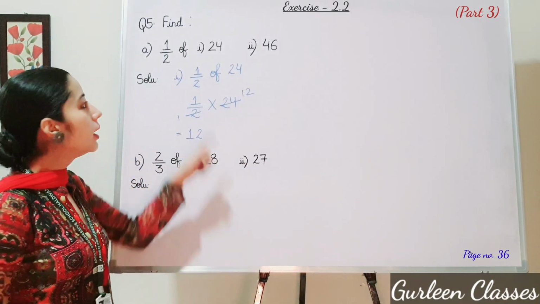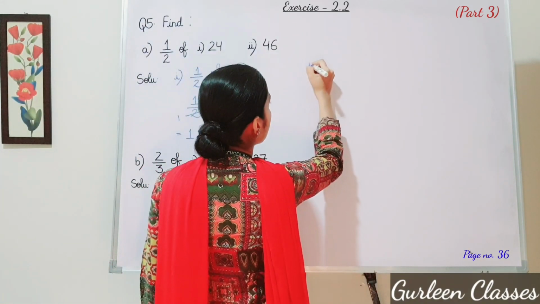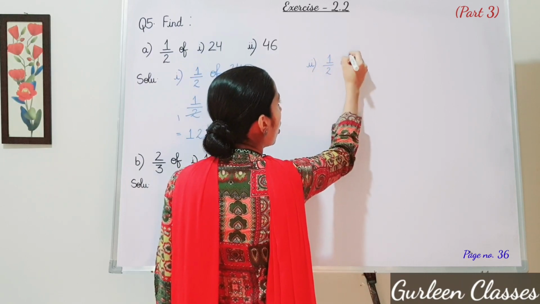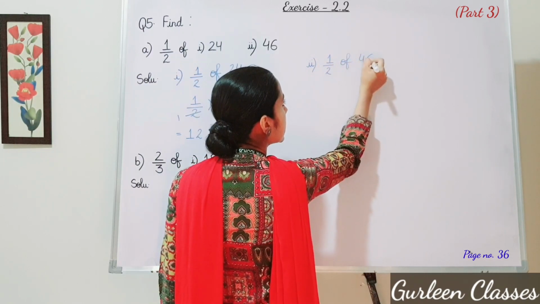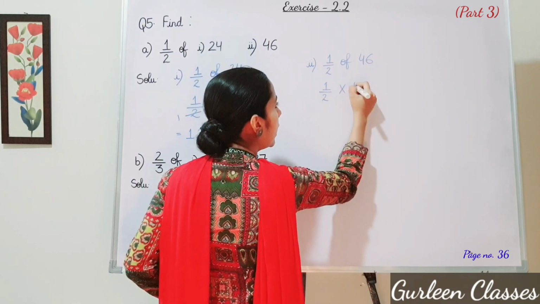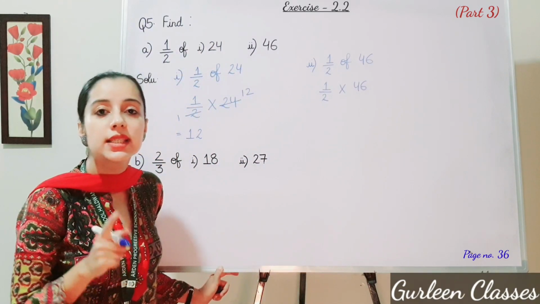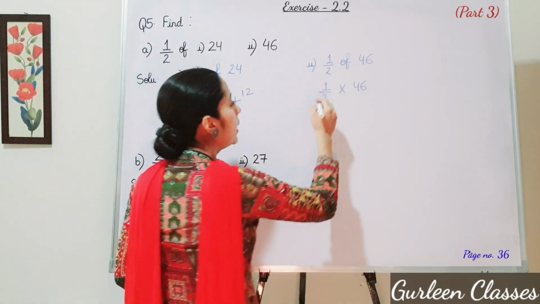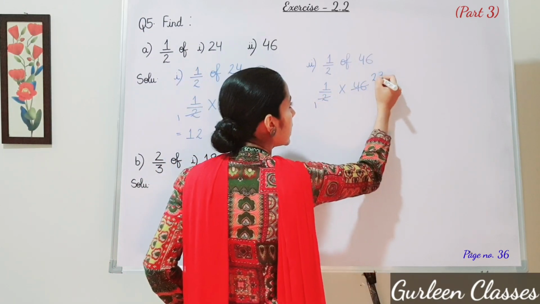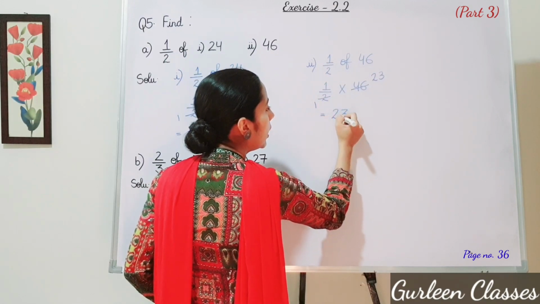Now second part, 1 upon 2 of 46. Let us solve here. Second part, 1 upon 2 of 46. So 1 upon 2 of means multiply 46. 46 is in numerator, 46 divided by 2. Let us divide. 2 ones are 2, 2 2s are 4, 2 3s are 6. 1 into 23, answer is 23.